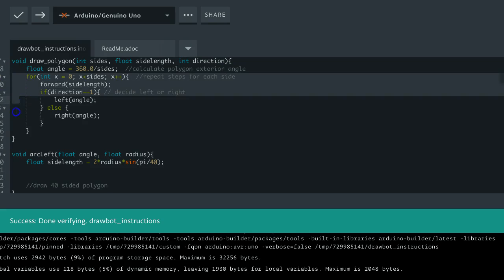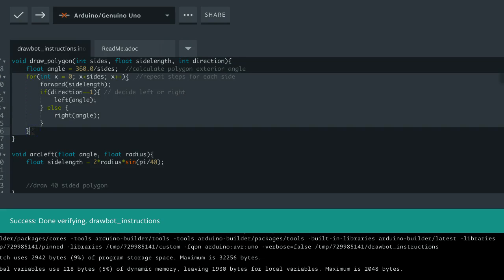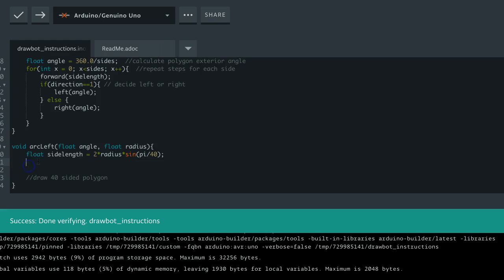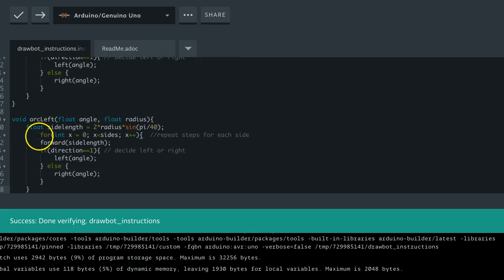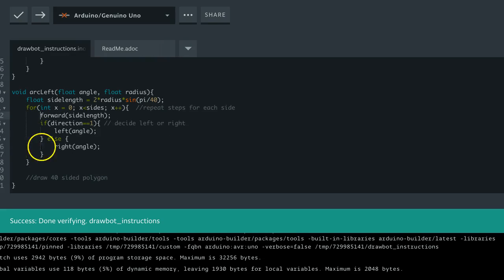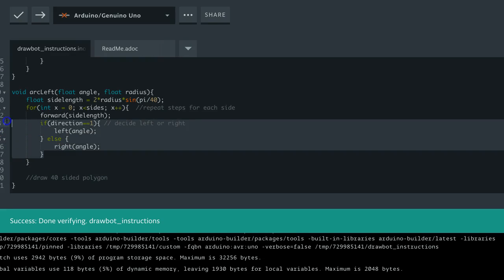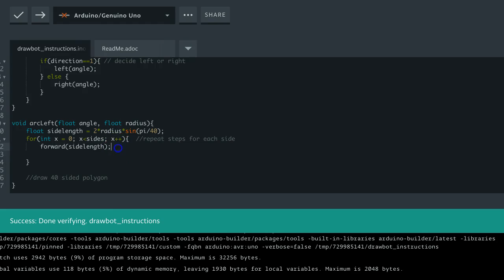So, copy all this right down to here to draw our 40-sided polygon. Then we'll remove this part right here, because we know for sure that we want to go left. It's an arc left, so left, angle.